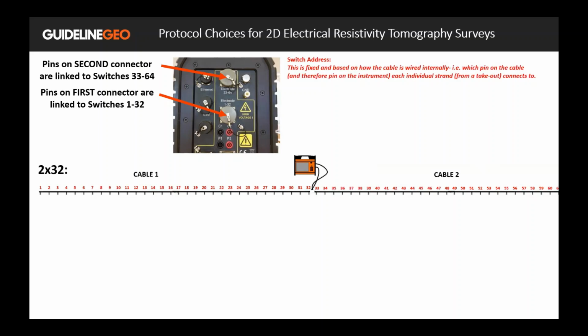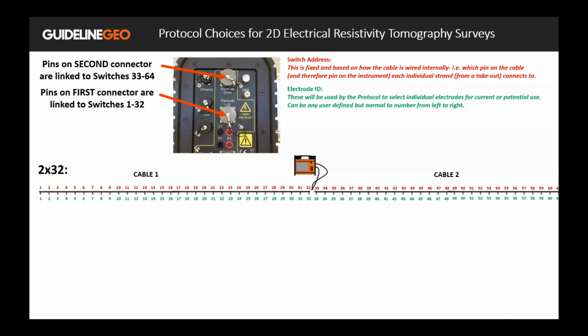The spread file requires that we define a switch address for each electrode. This is fixed and based on how the cable is wired internally, i.e. which pin on the cable, and therefore pin on the instrument, does each individual strand of wire from a takeout connect to.